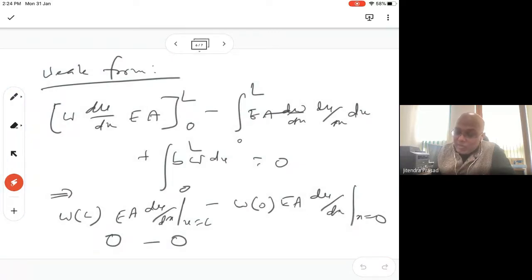How do you get the F naught value? You see, if you expand that, what happens? W dx EA. Here it is L, and here you will have L minus W0. So when EA du over dx is nothing but F naught, you get WL multiplied by F naught.